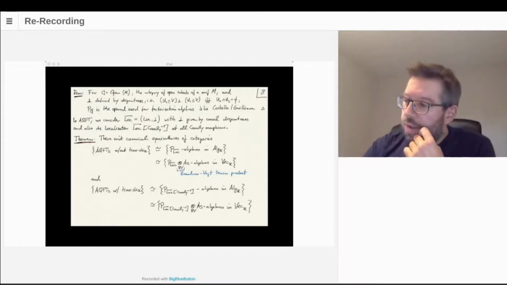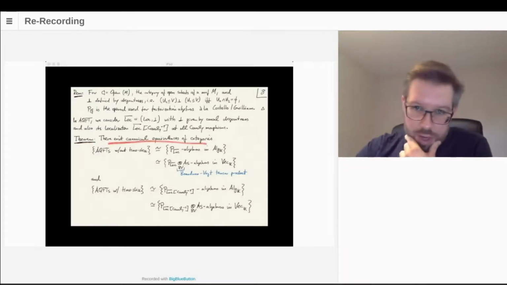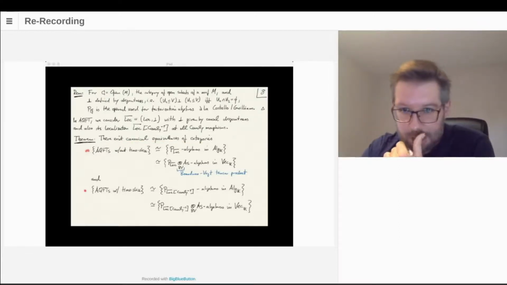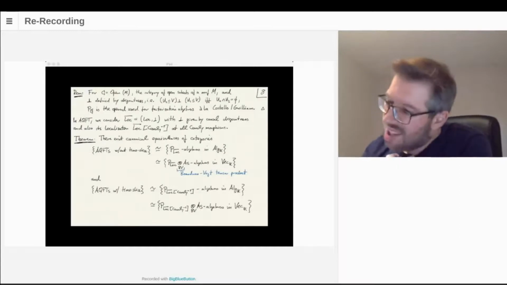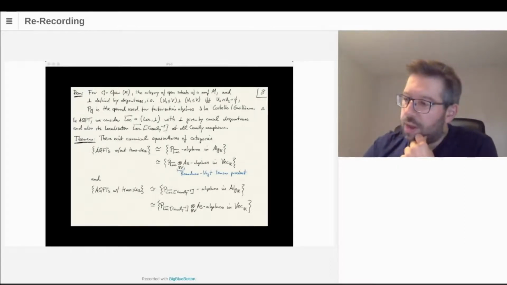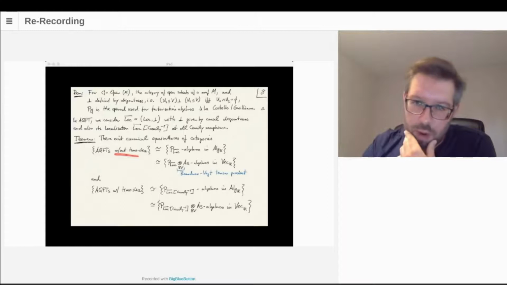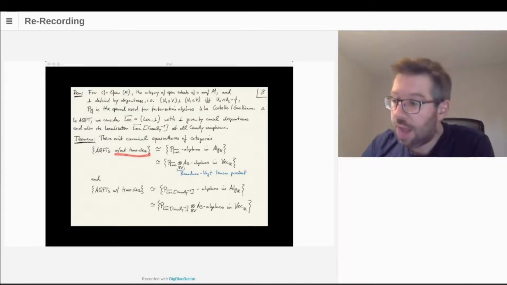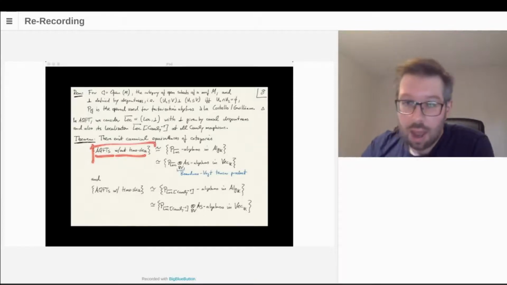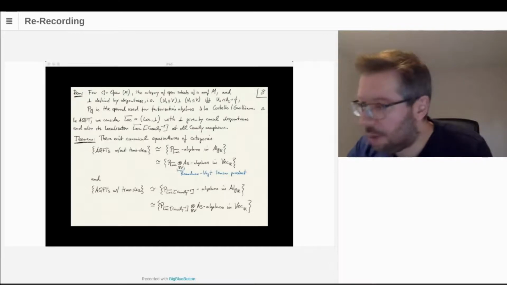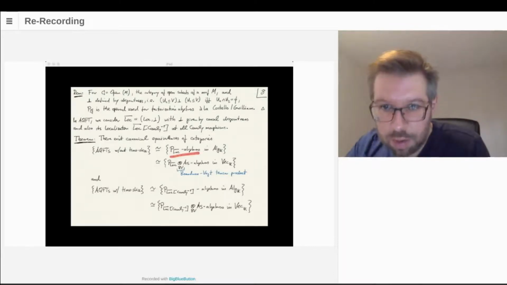The theorem says that there exist canonical equivalences of categories, two of them, which I want to explain now in a bit more detail. So the first equivalence of categories is the following. You consider AQFTs as defined previously, but you forget for the moment about the time slice axiom. So if you study AQFTs without the time slice axiom, this forms a category. And this category is equivalent to the category of algebras over the prefactorization operad.